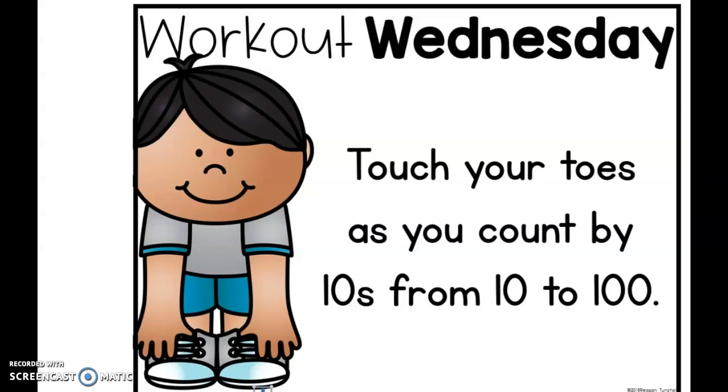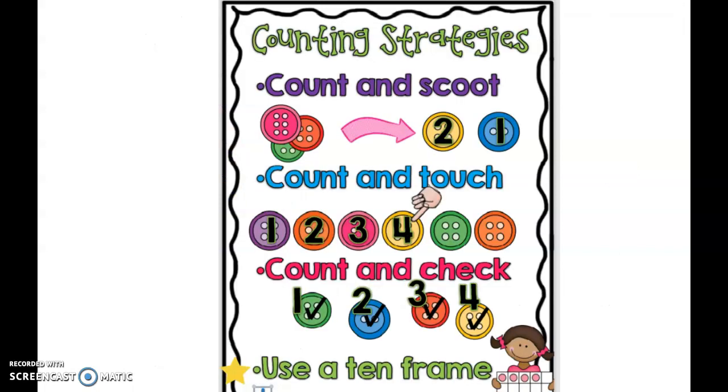Touch your toes as you count by tens. All right, stand up. And you're going to bend down and touch your toes, and we're going to count by tens. Ready? Go. 10, 20, 30, 40, 50, 60, 70. Get those toes. 80, 90, 100. Ooh, good job. All right, quickly have a seat.